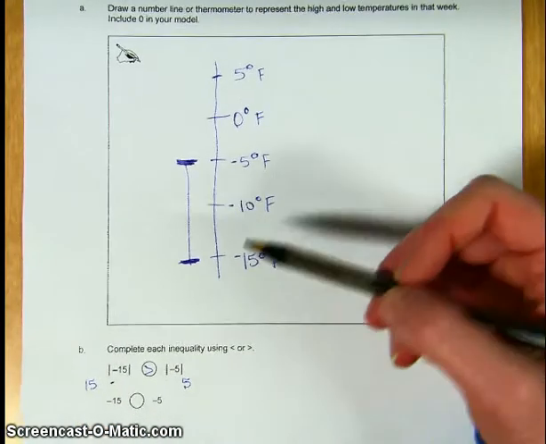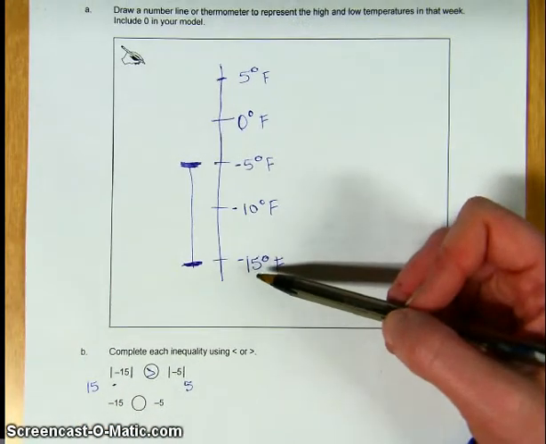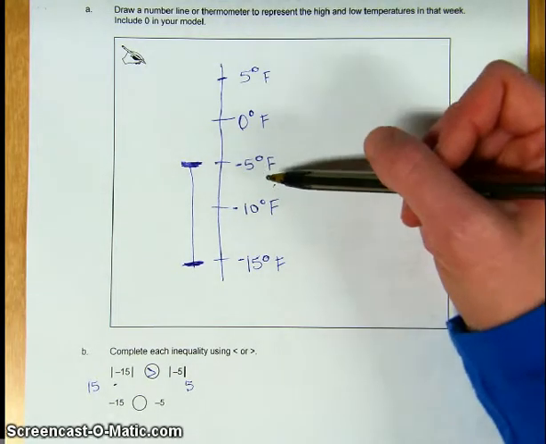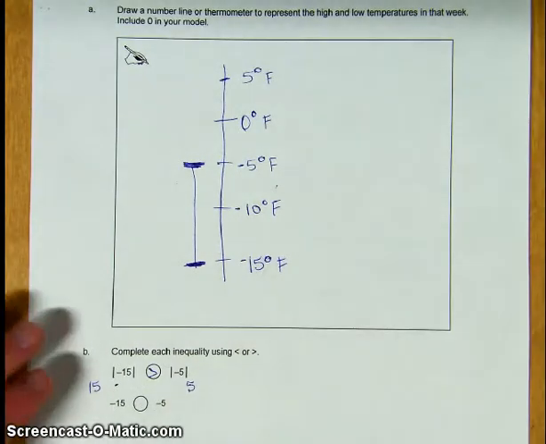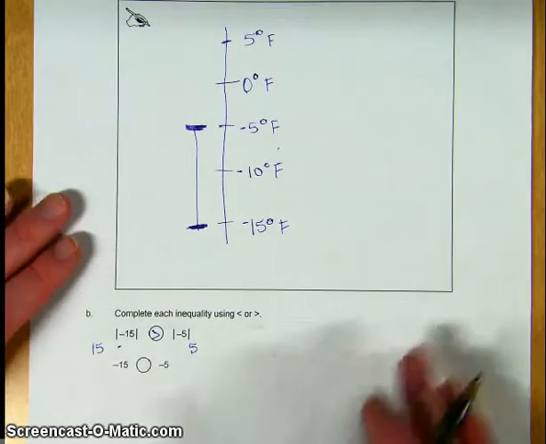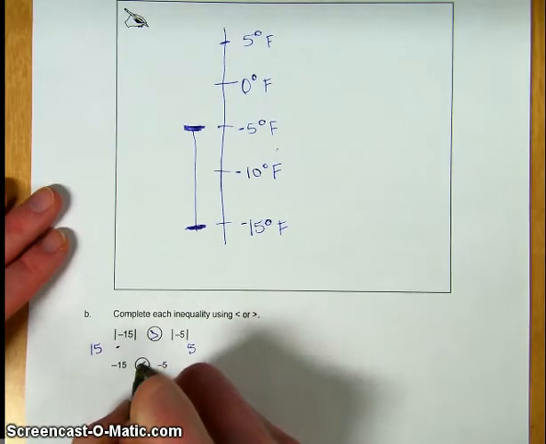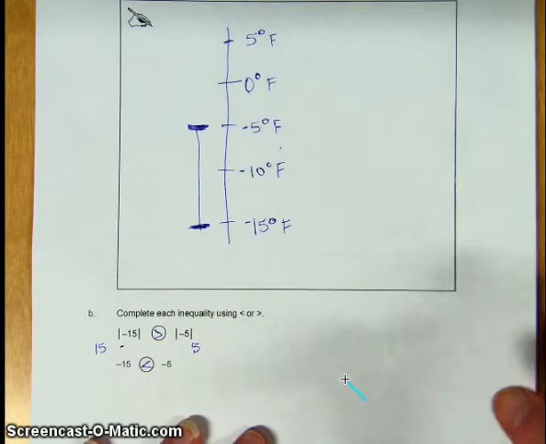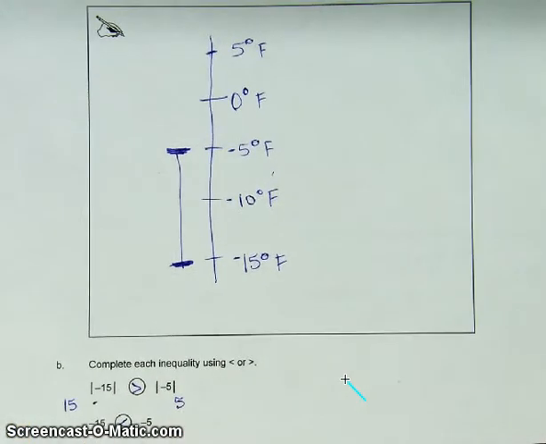But if you look at -15 compared to -5, would you rather be at -5 degrees or would you rather be at -15 degrees? I prefer to be a little bit warmer. -5 is warmer than -15 degrees.